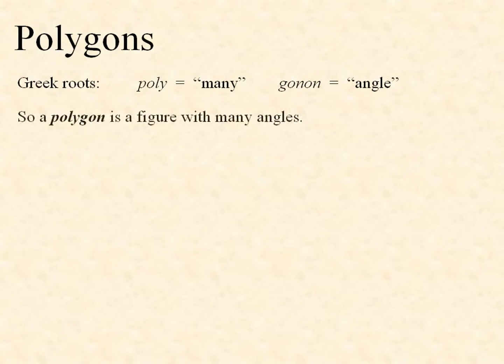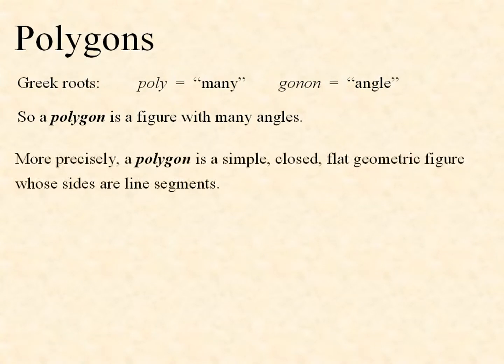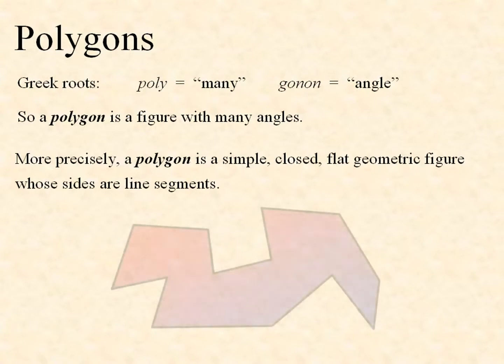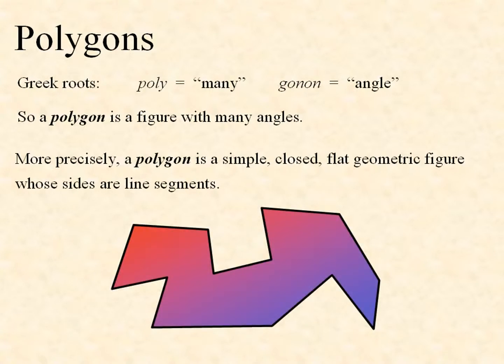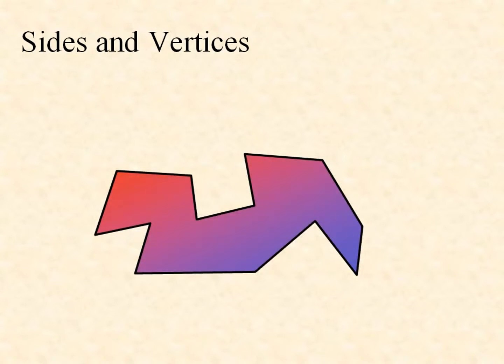A polygon is a special kind of geometric figure. The word polygon is formed from the Greek roots poly, which means more than one or many, and gonon, which means angle. So a polygon literally means more than one angle. Modern authors define polygons as simple, closed, flat geometric figures whose sides are line segments. A polygon is made of line segments joined at their endpoints.